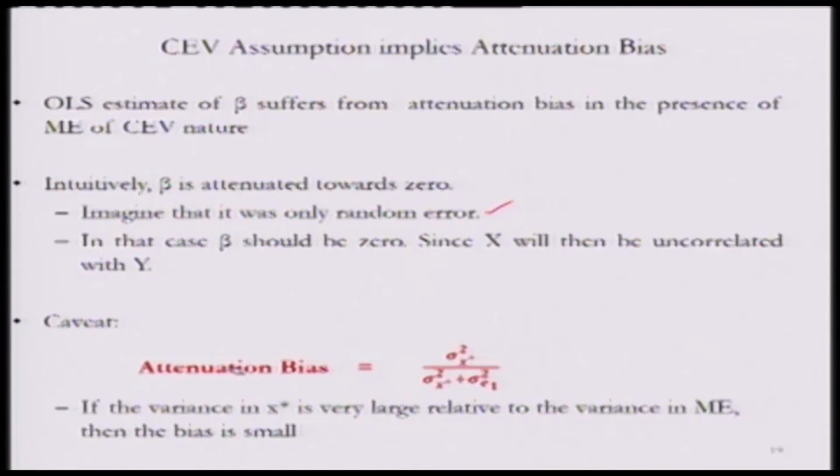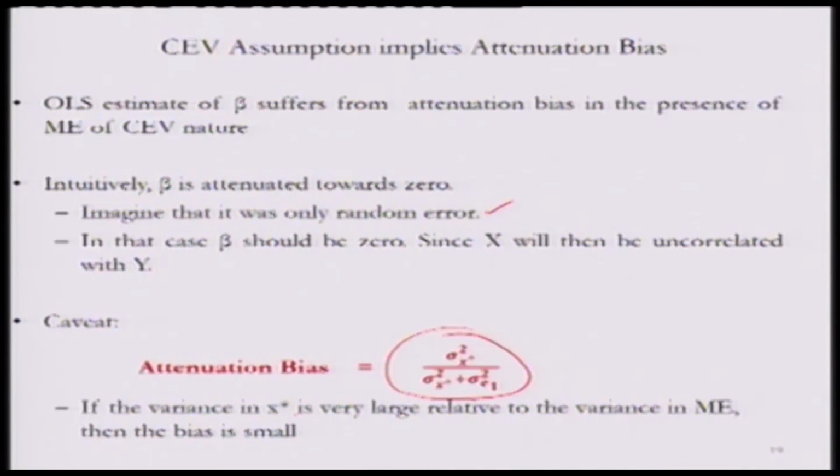Another caveat is that the attenuation bias that we derived in the previous slide, recall, is the variance of the true value of x divided by the variance of the observed value of x, and then breaking this up in terms of the variance of the true value and the variance of the error term. What this means is that if the variance in x star, which is the true value, is very large relative to the variance in the measurement error, then the bias is small.